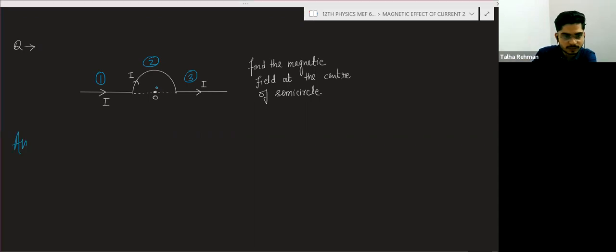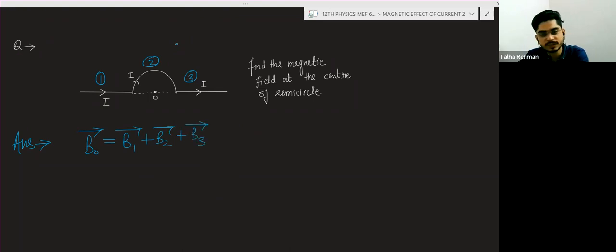So I will do this thing. And in the exam also you should solve this question like this. And for the direction we will use the right hand thumb rule. Okay. So for the total magnetic field at this point O, I can write this as B1, the magnetic field due to wire 1, plus B2 plus B3. This is finished.